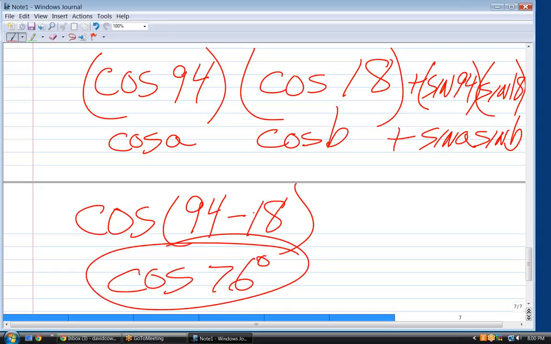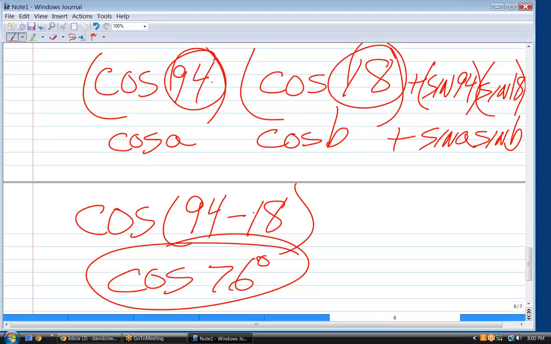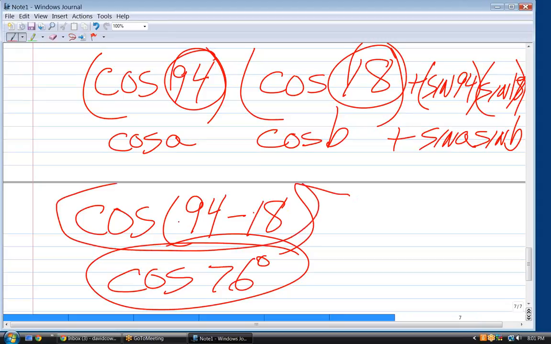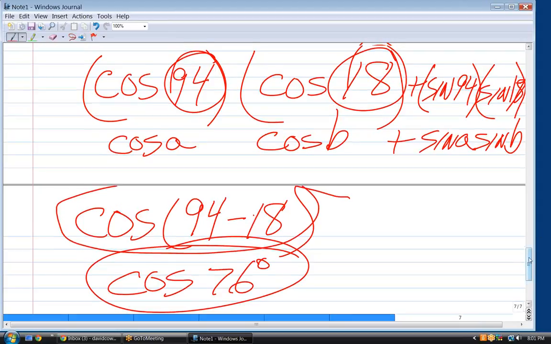In other words, you want to be able to go both ways. You want to be able to recognize when you're looking at the sum and difference identity. The clue here is cosine, cosine, sine, sine, and we have only two angles, 94 and 18. If this was 17, we couldn't do it. But they're not going to give you that problem, because there's no way to answer it. As long as it's the same two angles, we can reduce it to a single sine or cosine.